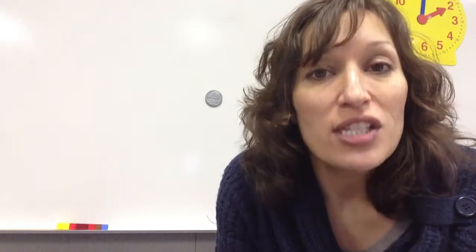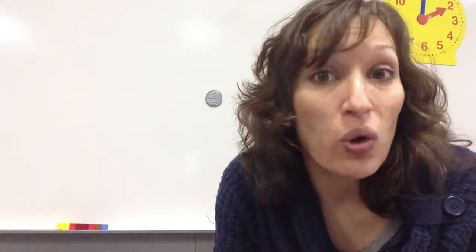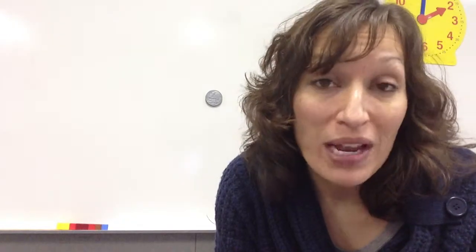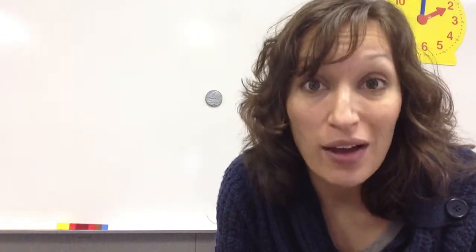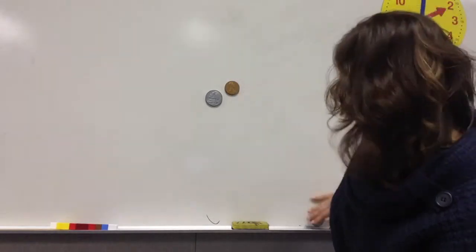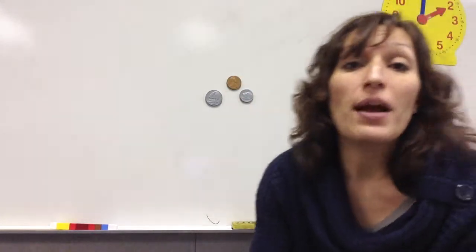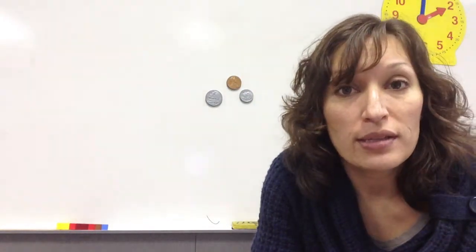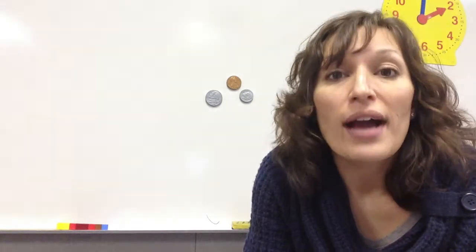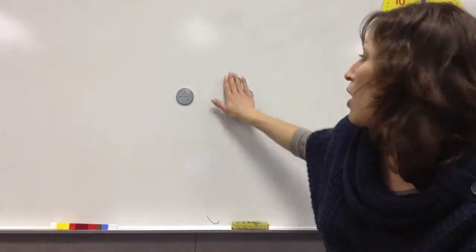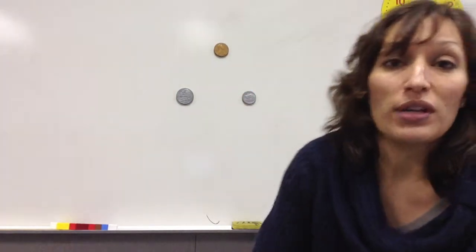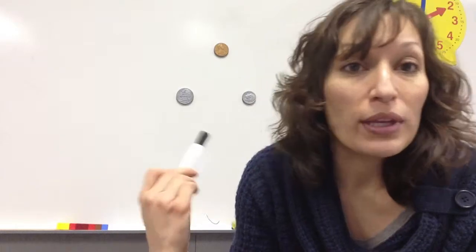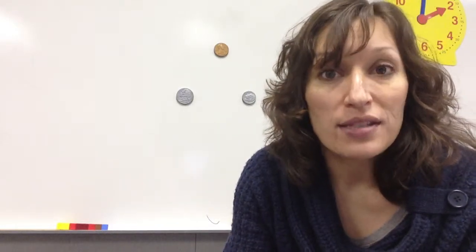Okay? Let's talk about what happens if we have a bunch of coins and we have nickels, pennies, and dimes all mixed together and we need to count them. One thing I would do if I was trying to count a group of coins that were all mixed together, I'd first put them into piles so that all the nickels were together, all the pennies were together, and all the dimes were together. That would make it a little easier for me. But I'm only going to start with these three, so I've got them nice and separated.